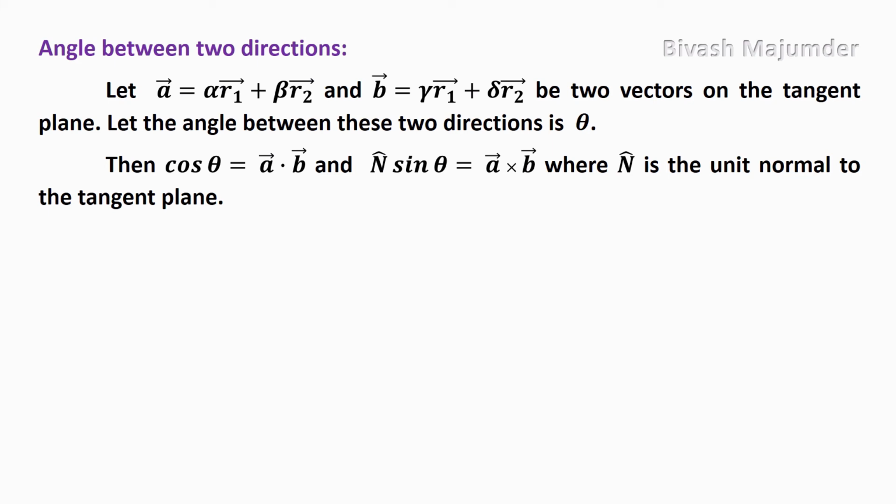Lastly, I elaborate the angle between two directions or vectors. Let A and B be two vectors on the tangent plane. Let the angle between these two directions be theta. Then, cos theta equals A dot B, and N sin theta equals A cross B, where N is the unit normal to the tangent plane.